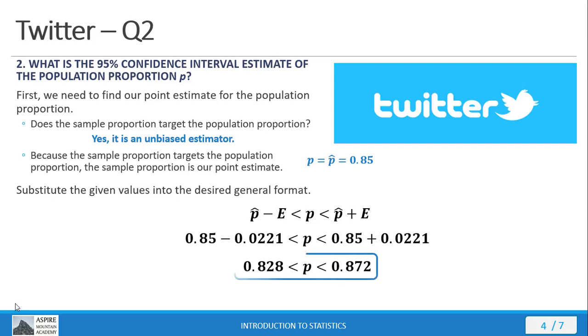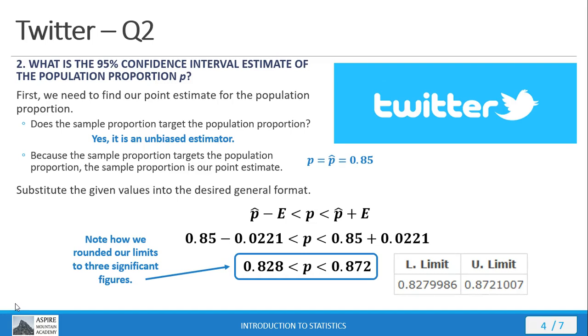Note that if we use StatCrunch, we're going to come out with similar numbers. And we also note how we round our limits to 3 significant figures. So here's our values here in StatCrunch. Notice how to 3 significant figures we're going to get the same numbers out for our upper and lower limit.